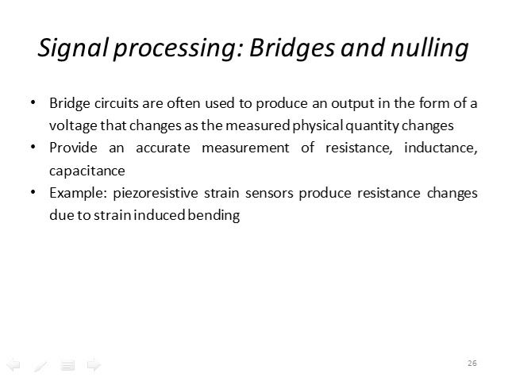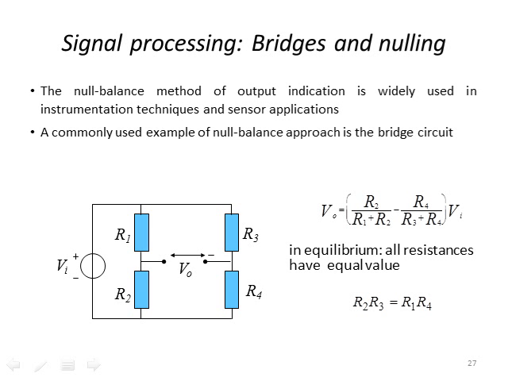Bridge circuits are often used to produce an output in the form of a voltage that changes as the measured physical quantity changes. They provide an accurate measurement of resistance, inductance, and capacitance. An example that you've already seen is the piezoresistive strain sensor that produces resistance changes due to strain-induced bending, and we use a bridge to be able to read this out.